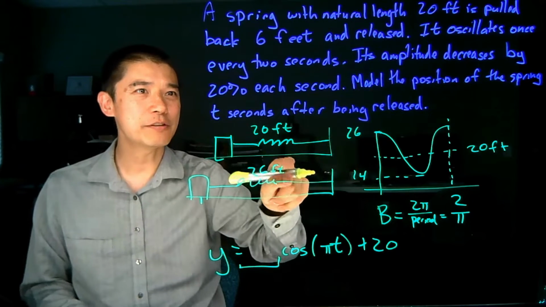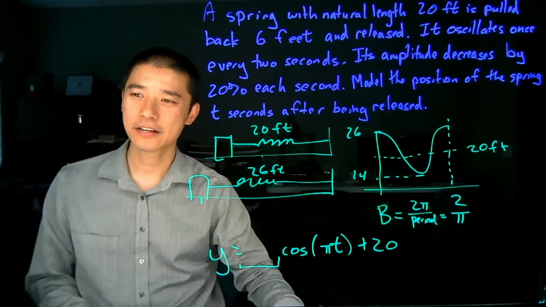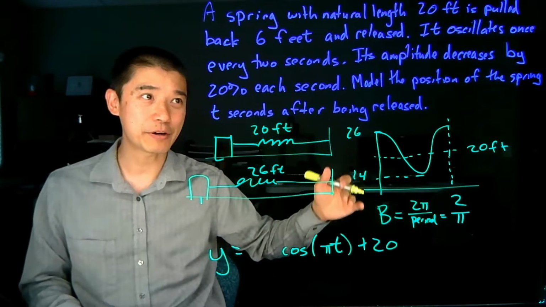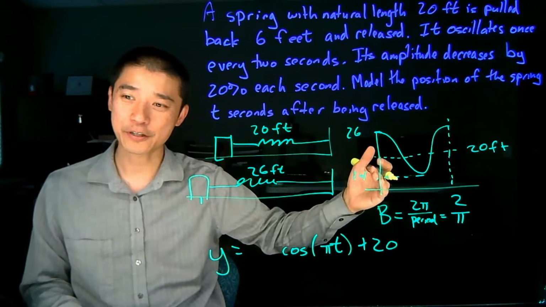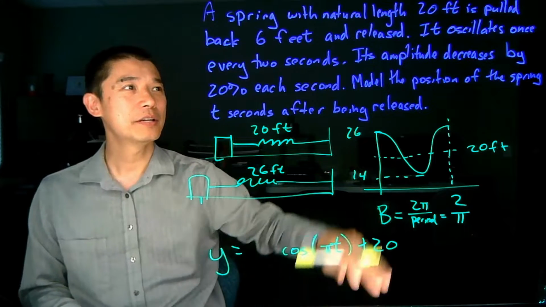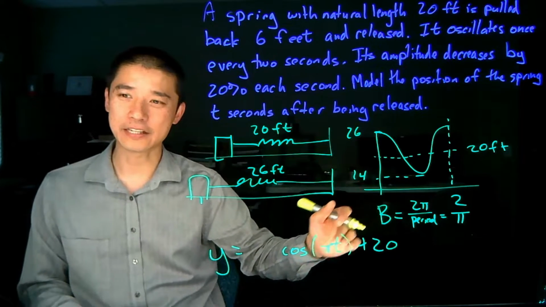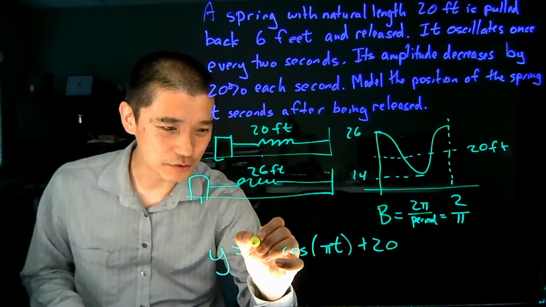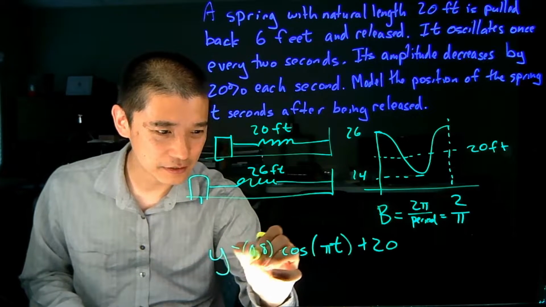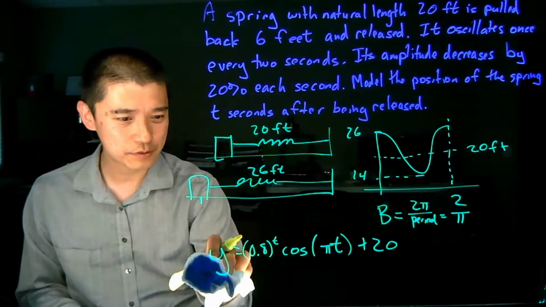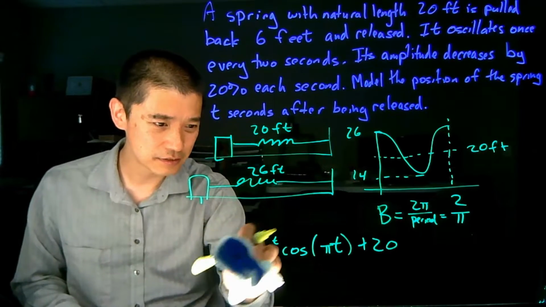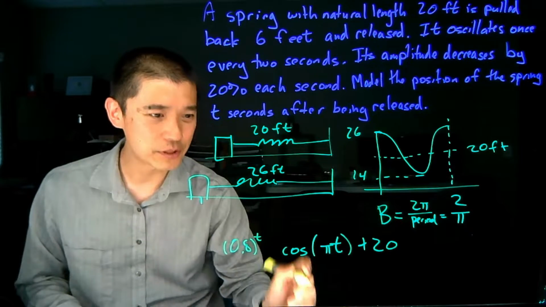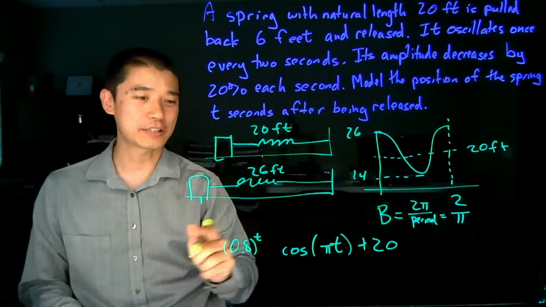The amplitude decreases by 20% each second. Now, just like the example with the population growing at a certain percentage rate, we had an exponential function. The same thing's going to happen here. Since it's going to decrease by 20% each second, we're going to subtract 20% each second. So it's going to be 0.8 to the t power. That's the amount it's going to change by, 0.8 to the t power. But then we also have the initial 6 feet.